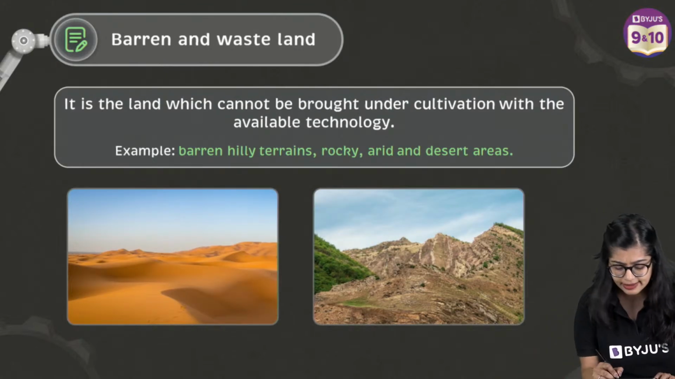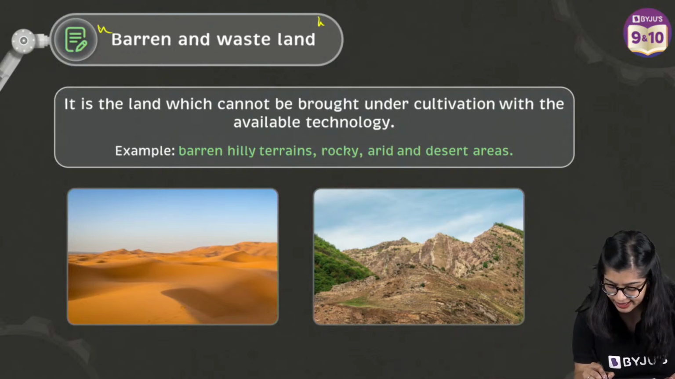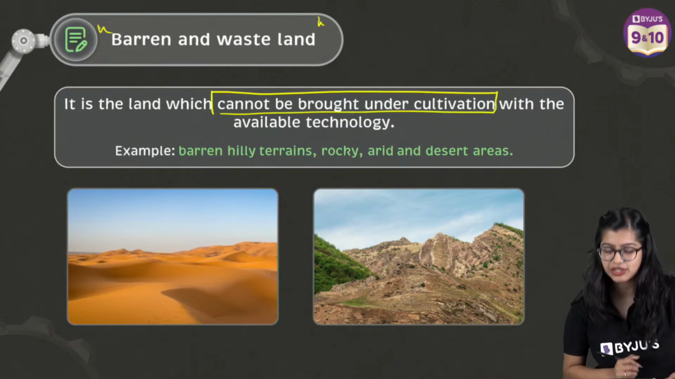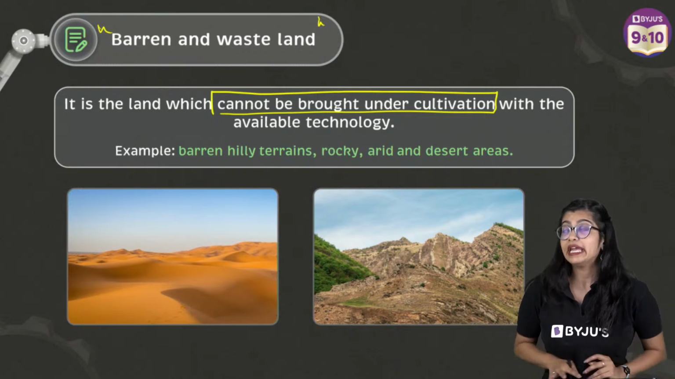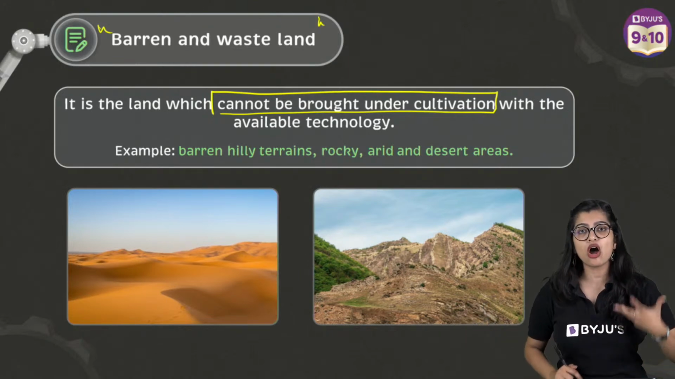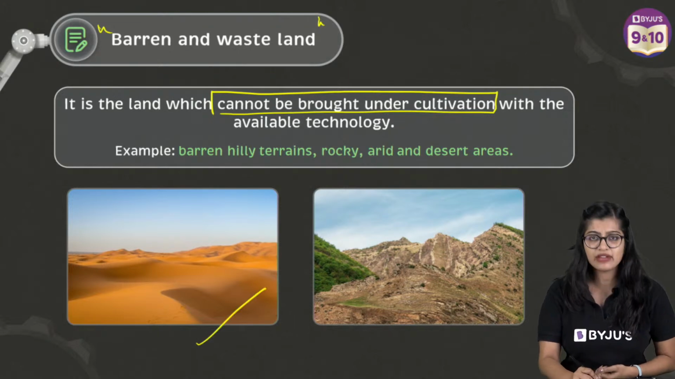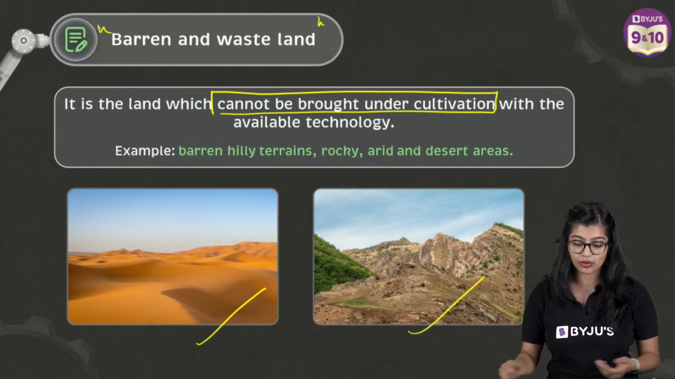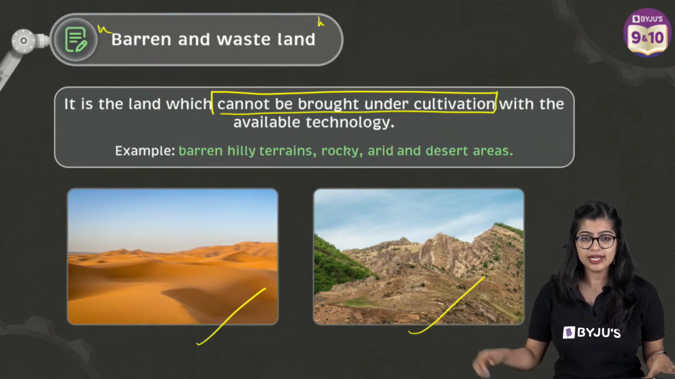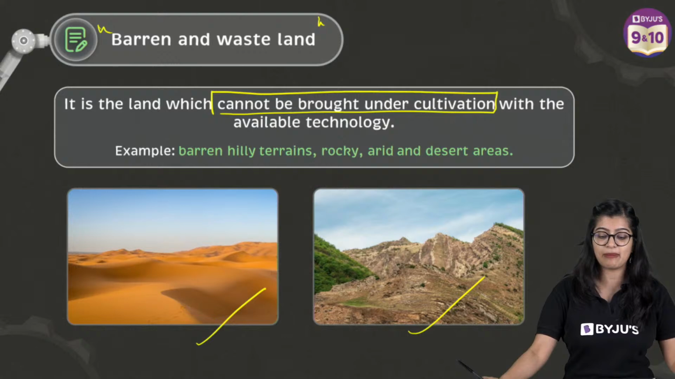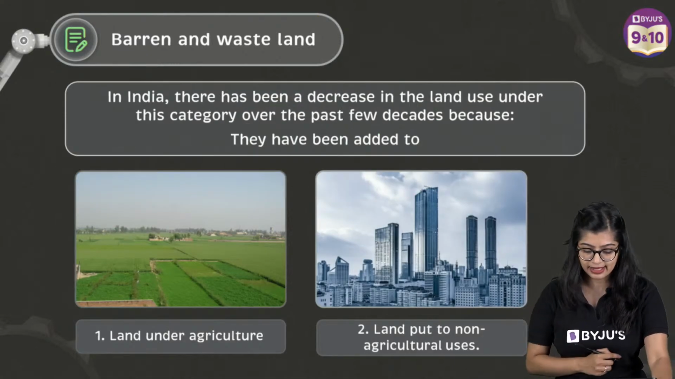We call this barren land or wasteland. You can't utilize it, right? It cannot be brought under cultivation with the current technology that is there. Whatever available technology we have right now, even if I use it, I will not be able to grow crops on it. If you think about deserts, rocky areas or very dry areas, it is very difficult. Which is why a lot of barren and wasteland is there. So this is the second category.